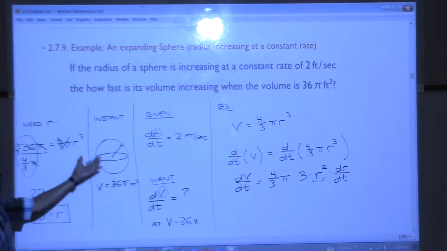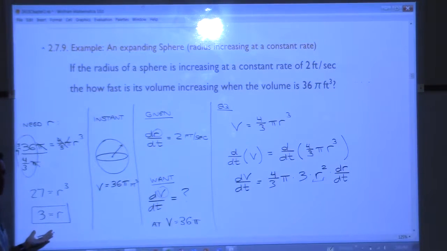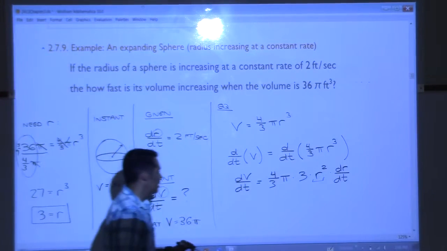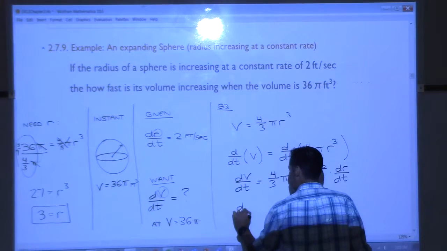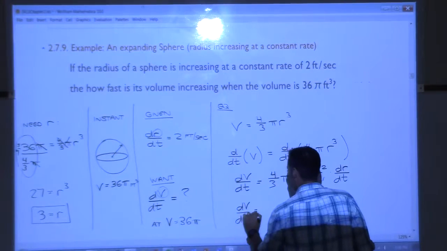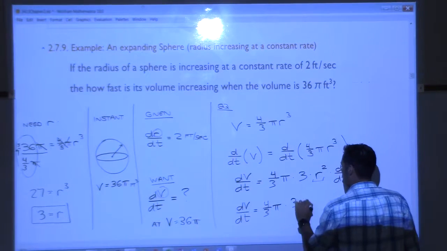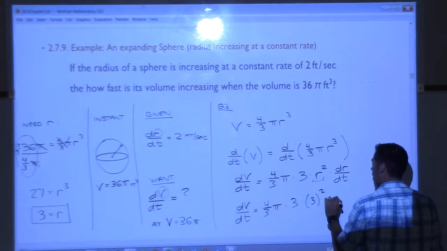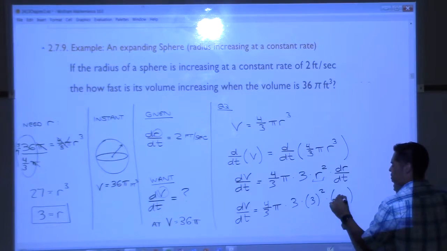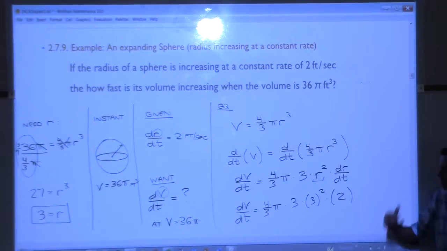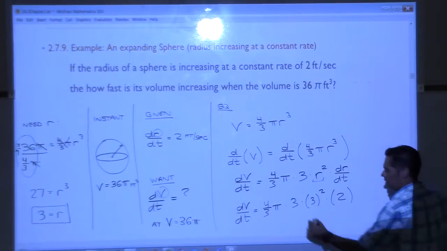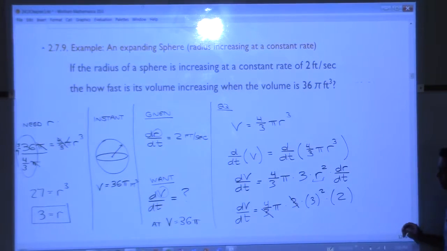So if a sphere has a volume of 36 pi, then that means its radius had to have been 3. And now we can come back over here. Plug it all in. dV/dt, which is what we're looking for, is equal to 4/3 pi times 3 times 3 squared times what? 2. So that's just plugging everything in. I think a lot of things start to clean up here. That's gone, that's gone. What's that? Is it 72? Is that what I heard? I got 72 pi.